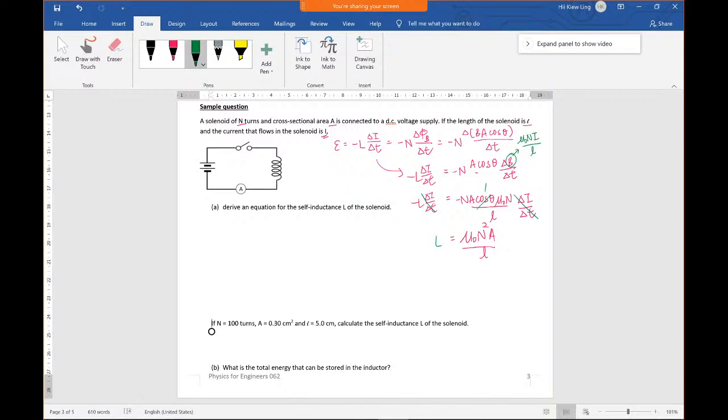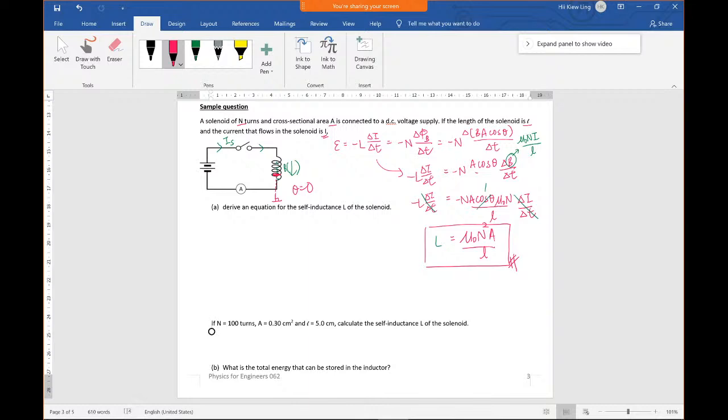Okay, why? Because according to your right hand grip rule, isn't it? Let's say this is the direction of your current from the power supply. So when your current passes through your coil, you get a magnetic field which is moving downwards, right? And the normal line to your plane of coil, this is your plane of coil, right? So this is the normal line of your plane of coil. Isn't it your theta equals to 0? So when your theta equals to 0, your cos theta equals to 1. So this is the derivation in order to get the formula for your self-inductance.